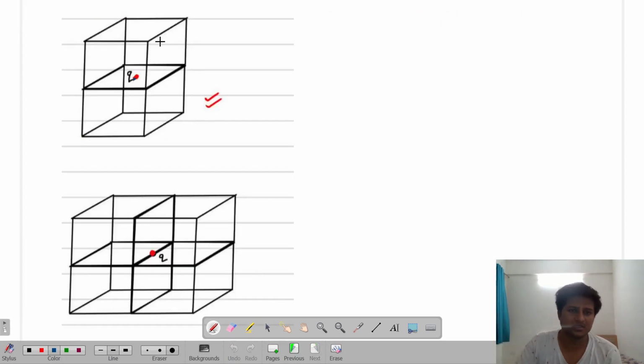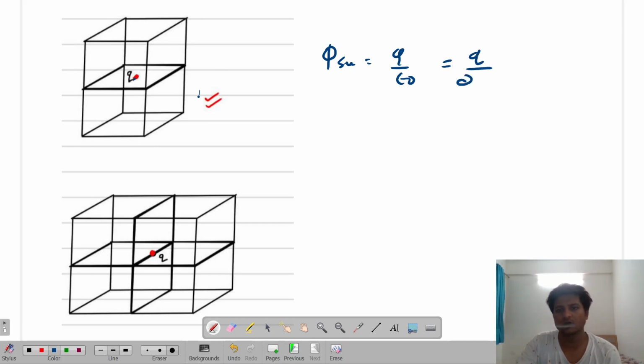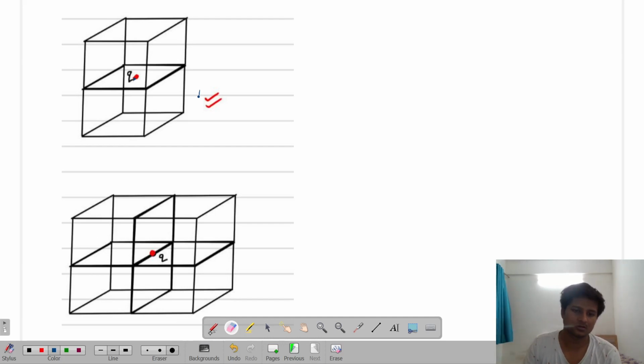Just tell me one simple thing. What is the total flux through the system? Flux through the system is q by epsilon naught. Yes. Now how many such cubes are there? Two now. So through one cube it will be how much? q by two epsilon naught.